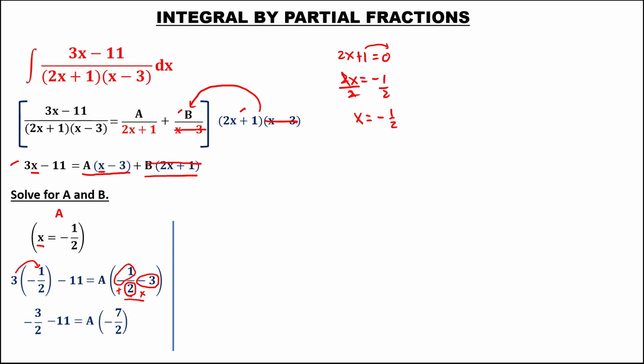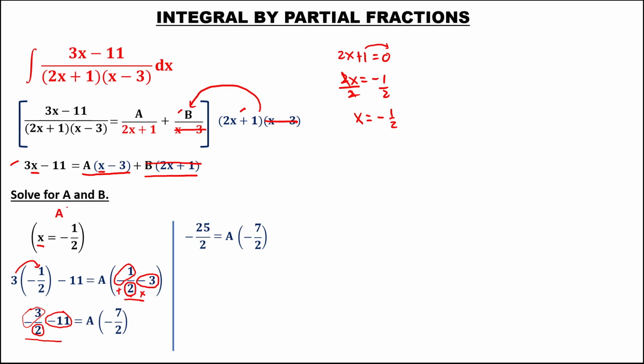Then to simplify again, this negative 3 over 2 and negative 11. Adding a fraction and a whole number, just multiply the whole number to the denominator. So negative 11 times 2 is negative 22, and negative 22 plus negative 3, the same sign, is equal to negative 25. Then copy the denominator, so over 2. Then equals A times negative 7 over 2.